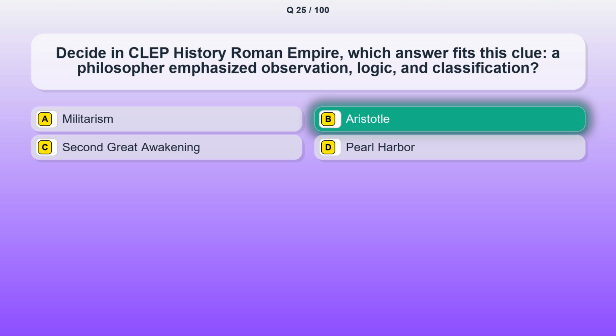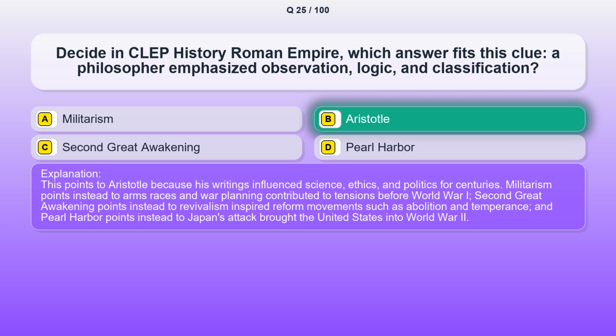The correct answer is option B, Aristotle. This points to Aristotle because his writings influenced science, ethics, and politics for centuries. Militarism points instead to arms races and war planning contributed to tensions before World War I. Second Great Awakening points instead to revivalism-inspired reform movements, such as abolition and temperance, and Pearl Harbor points instead to Japan's attack brought the United States into World War II.